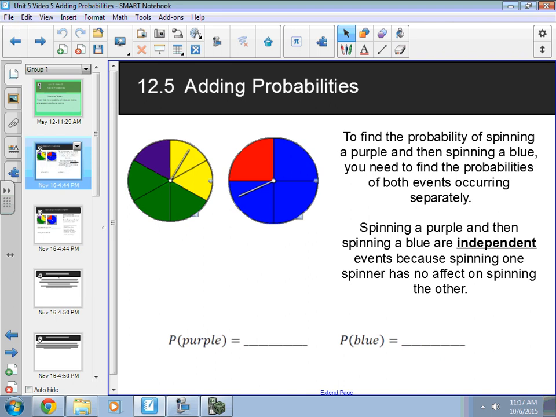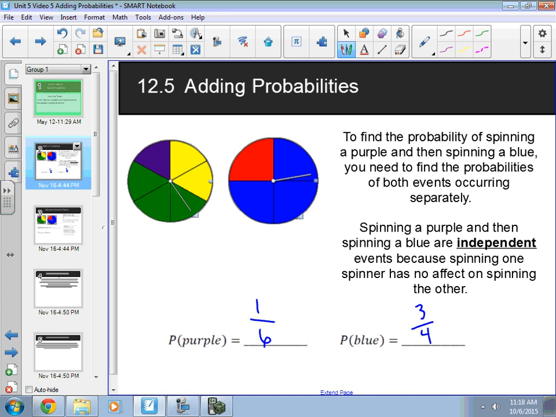All right, so on the board here, on your notes, to find the probability of spinning a purple and then spinning a blue on these two spinners, you need to find the probability of both events occurring separately. What would be the probability of spinning a purple? If you spin here, you can see that there are 6 equally likely outcomes, only one of them being purple. So our chances of spinning a purple here would be 1 out of 6. The chance of spinning a blue on this other spinner has 4 equally likely outcomes, 3 of them being blue, so our chance of spinning blue would be 3 out of 4.